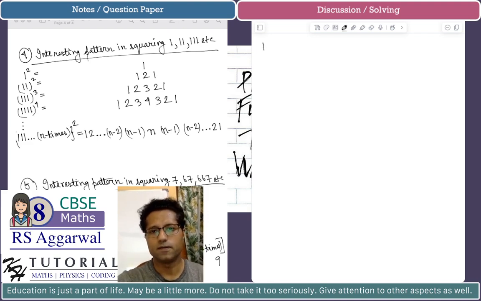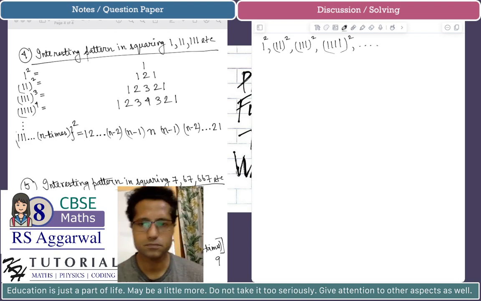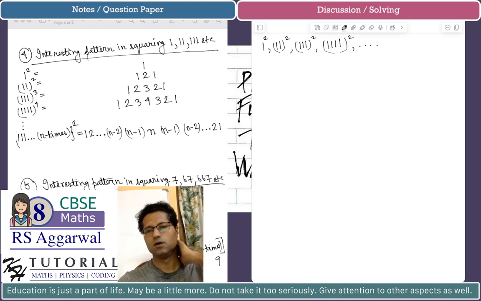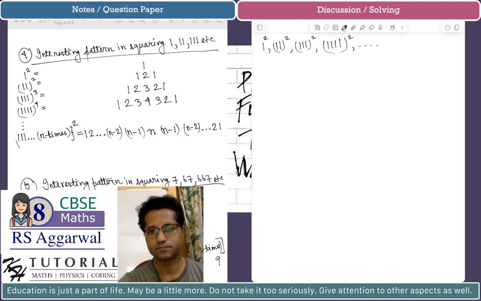The interesting pattern is found in 1 square, then 11 whole square, then 111 square, and then 1111 square, and so on. So what is the pattern we see? Given any number of ones, if you understand the pattern, you will be able to write the result. That is the squaring of a number where all the digits are 1.